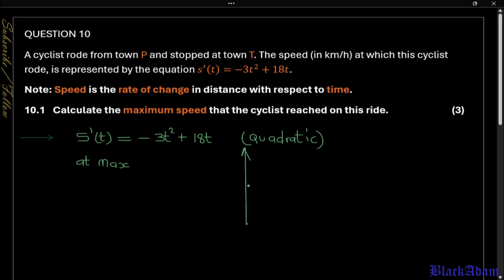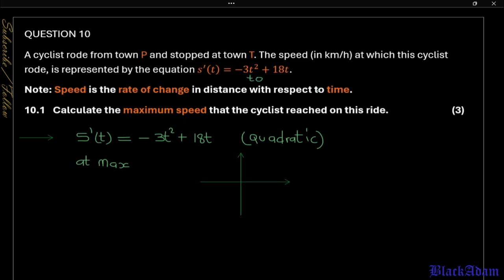we know we need to draw a quadratic graph. When t is 0, y is 0, and we know y is s prime t. So that is s prime t, that's y, and our x is t. The first derivative of s t is going to be y, so x is t, and when it's 0, 0, that's our maximum point. So at our maximum point we need to find our t.